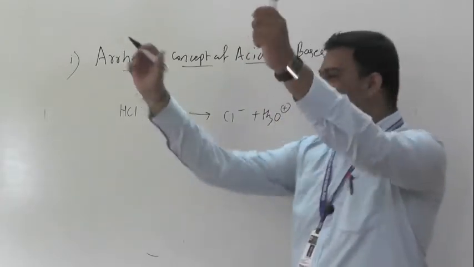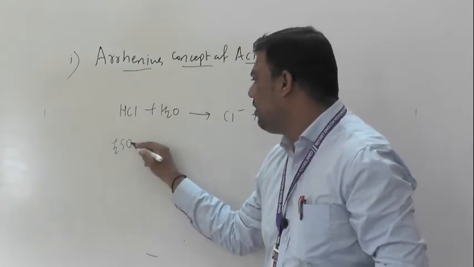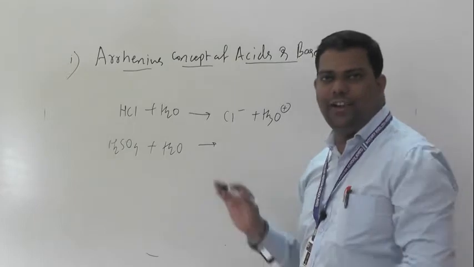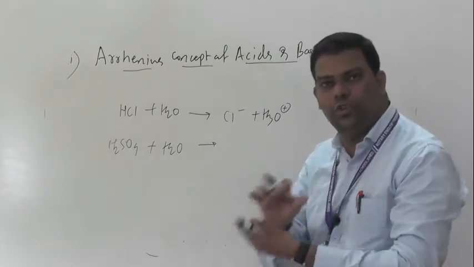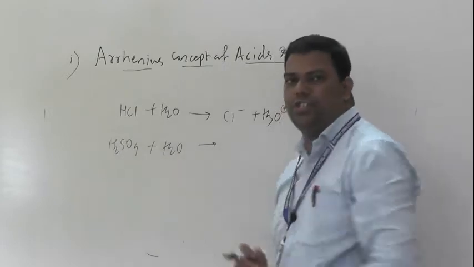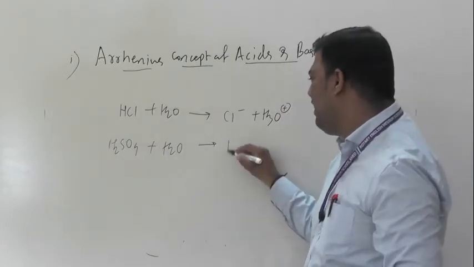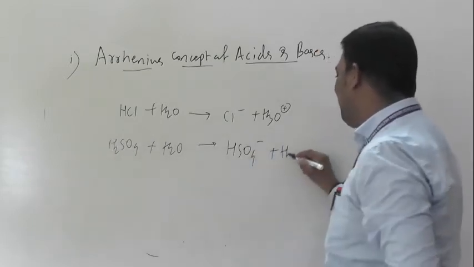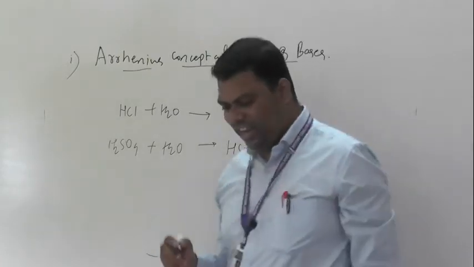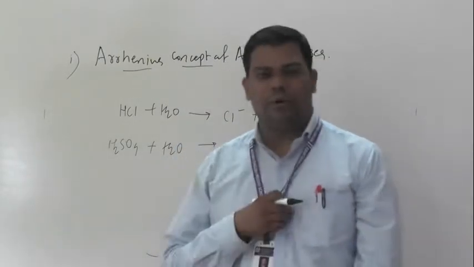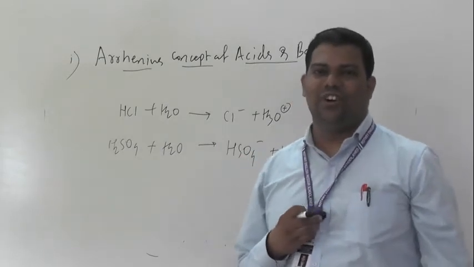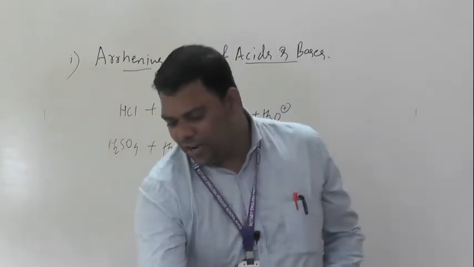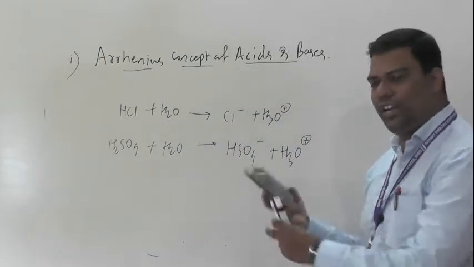Suppose you are thinking of H2SO4. This H2SO4 plus H2O means dilute sulfuric acid, a dilute solution of acid plus water, or we can say an aqueous solution. So what you will get is HSO4 minus plus, from one of the H, H3O plus hydronium ion. Then whatever property of that acid, it depends on the H3O plus hydronium ion present in that solution. So these are simply acids according to the Arrhenius concept.